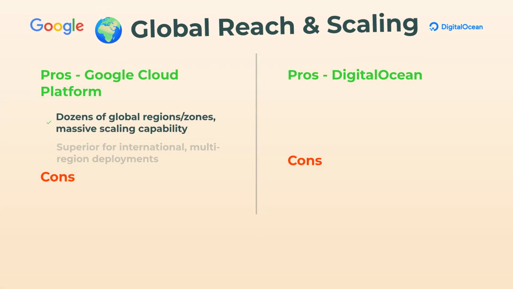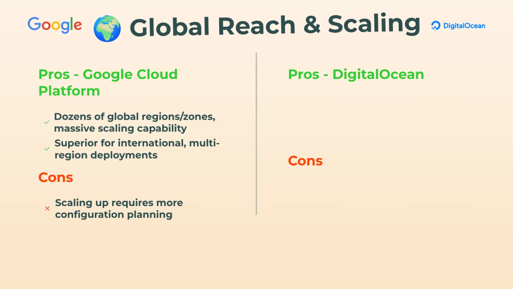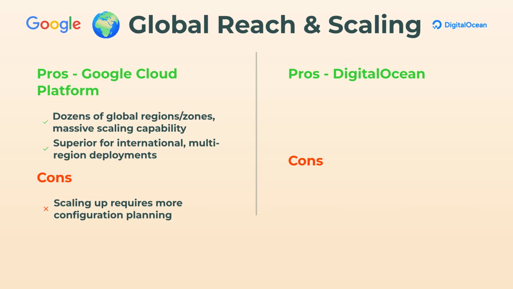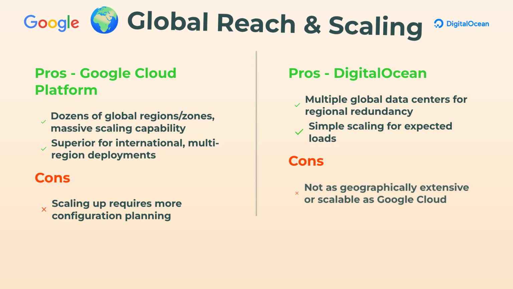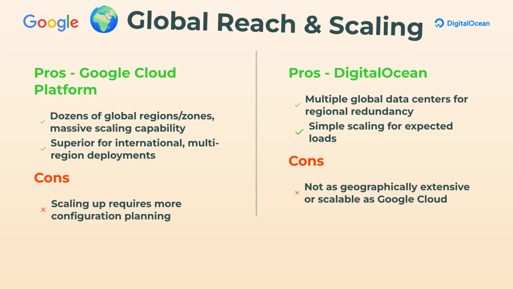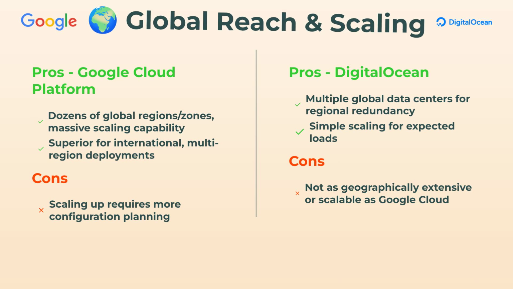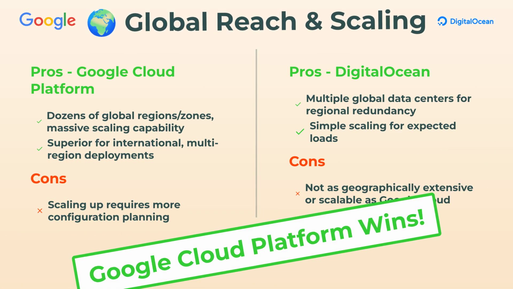On to global reach and scaling. Google Cloud basically lets you go worldwide in a snap, dozens of regions and zones, massive scaling, and it's perfect if your goal is to serve users all around the planet. Downsides: you do need to plan and configure a bit more as you scale up. DigitalOcean's good here too, with plenty of global data centers and simple scaling if your growth is steady and predictable. But let's be honest, it's not as vast or dynamic as Google's setup. So if going global is your plan, Google Cloud is the clear winner.